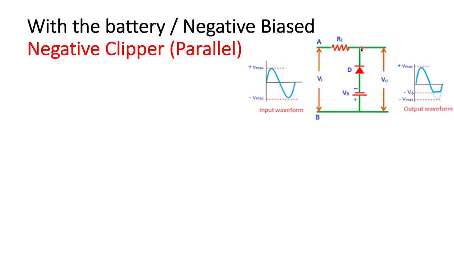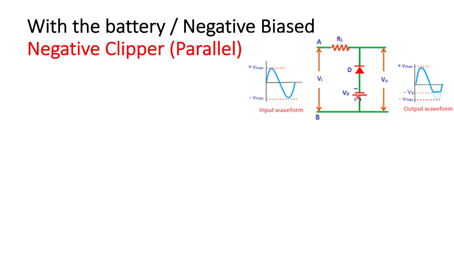If that conducts, it means this is short circuited, so V0 will be minus VB. By applying Kirchhoff's voltage law, V0 will be minus VB only if the diode conducts. If the input voltage is less than minus VB, then the output voltage will be minus VB. In all other cases, the diode will not conduct and the output voltage will be the same as the input voltage. We can see that it is clipped on the negative side, so it is the negative clipper. And the diode is in parallel with the output voltage, so it is a parallel clipper.